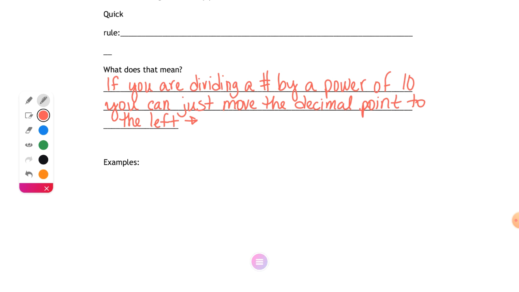How do we decide how many times to move it to the left? Maya? By how many zeros are behind it. Yeah, you count the number of zeros. Is it in the whole problem? The number of zeros in the power of 10. Count the number of zeros in the power of 10.